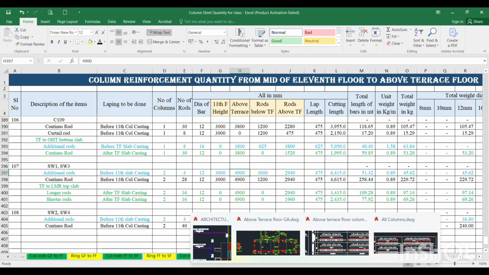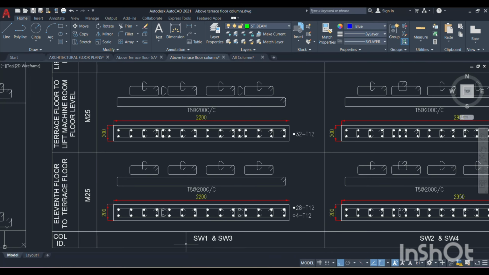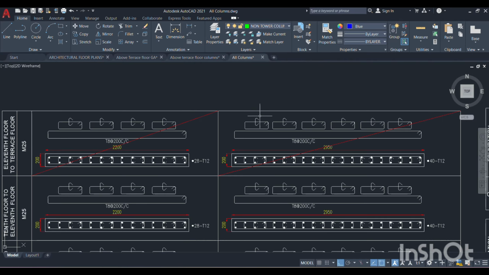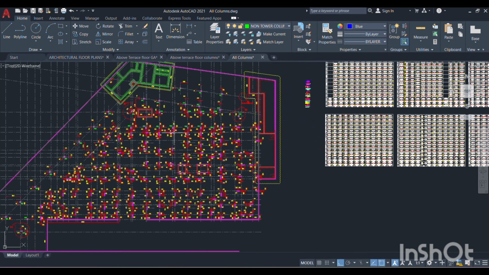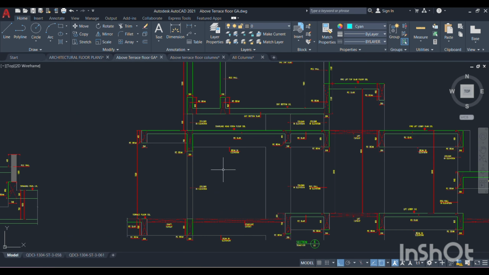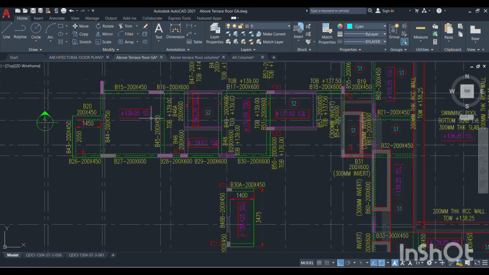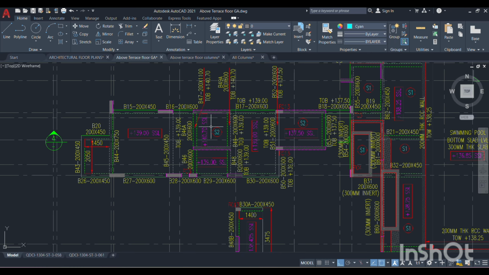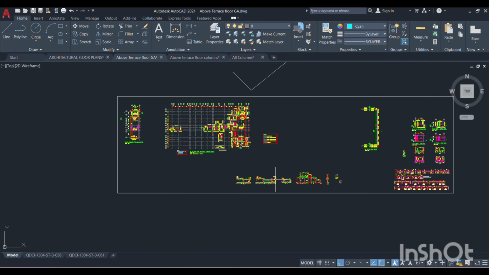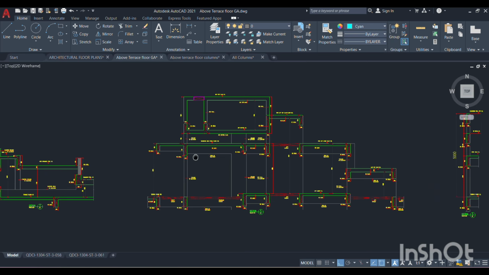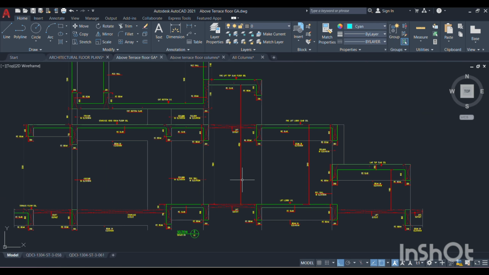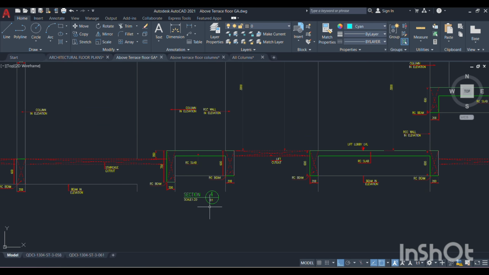So how did this 4.9 come? You see this is SW1 and SW3, where SW1 and SW3 are coming. And if you see our above terrace floor detail, this SW1 and SW3 is coming over here. This is section number 4, which is cutting in between SW1 and SW3 and SW2 and SW4. You will get the height of SW1 and SW3.